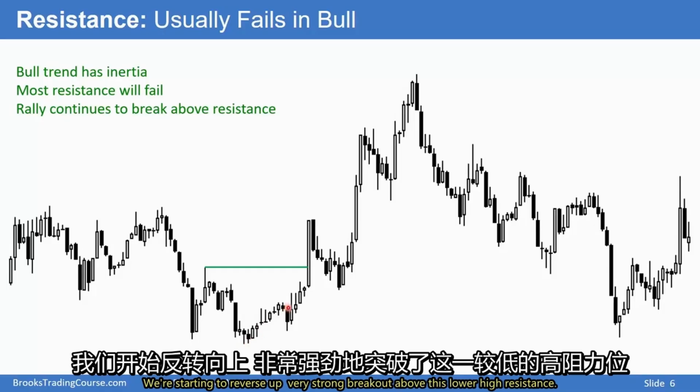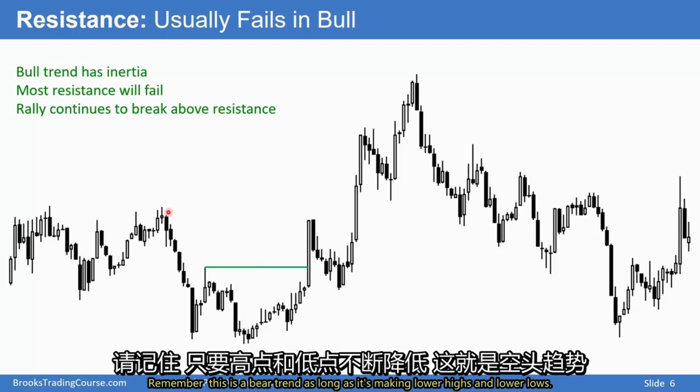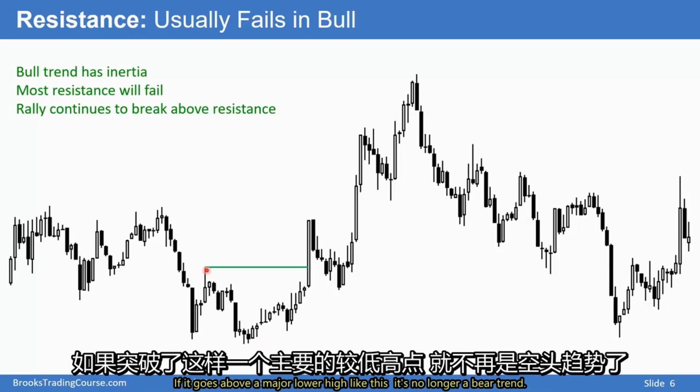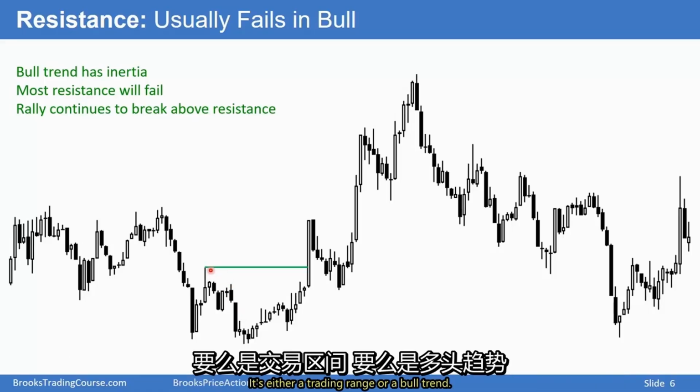We're starting to reverse up. Very strong breakout above this lower high resistance. Remember, this is a bear trend as long as it's making lower highs and lower lows. If it goes above a major lower high like this, it's no longer a bear trend. It's either a trading range or a bull trend.